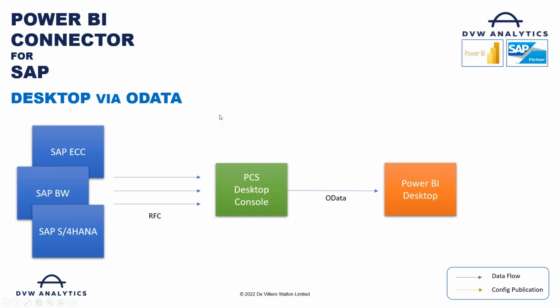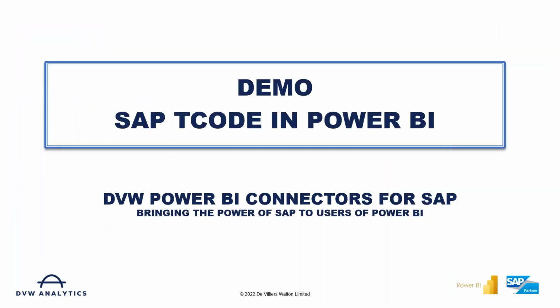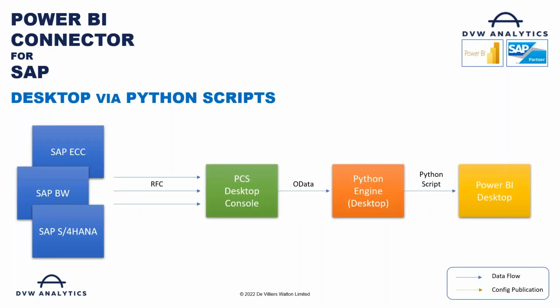So let's skip back then. That's how we connect to data using OData, using our console. The second method, slightly more technically involved but not really so much more difficult, as hopefully you'll see, is to use Python scripting. The value of using Python scripting is that it gives us even more flexibility when it comes to embedding those SAP data calls within our Power BI models.